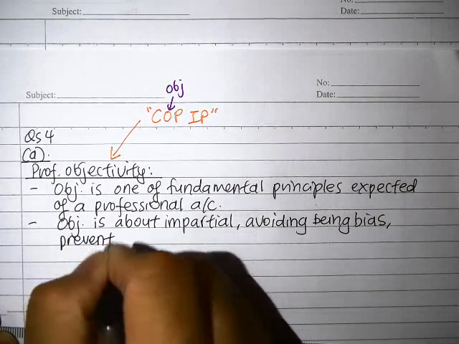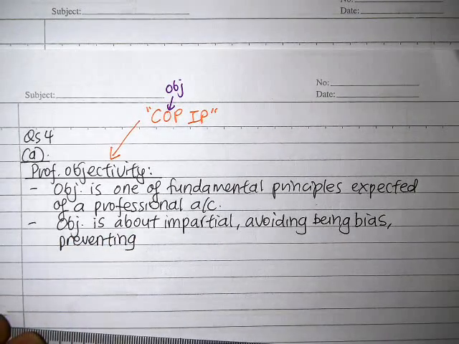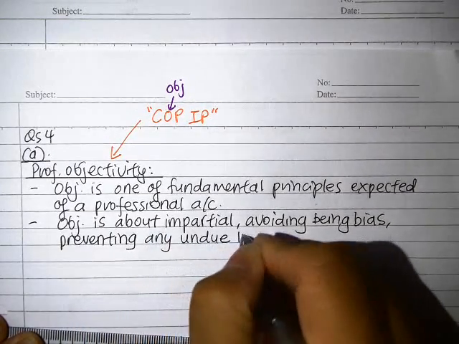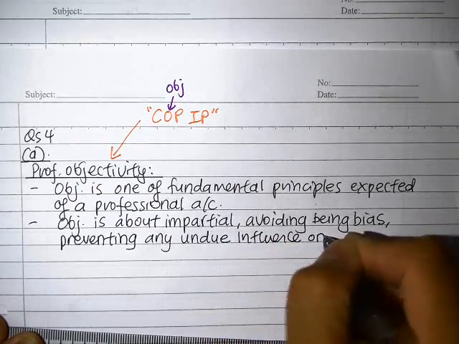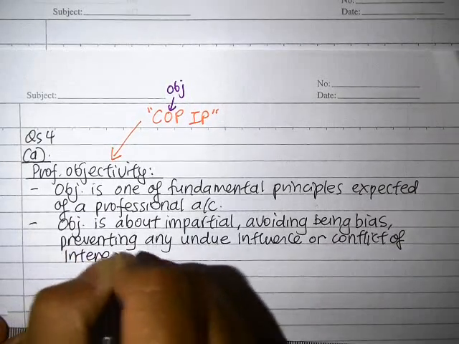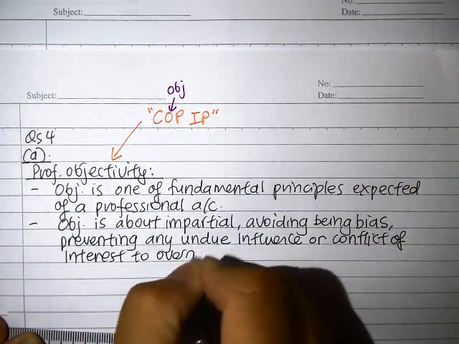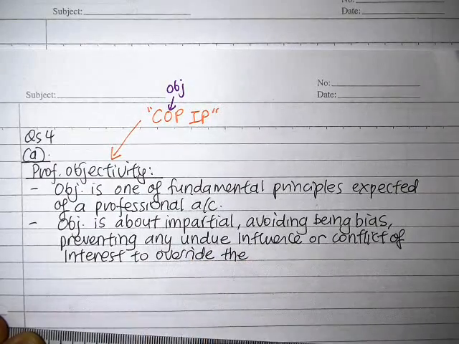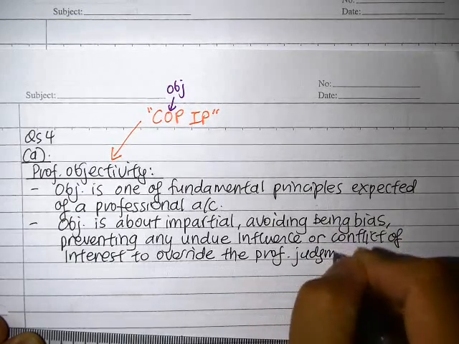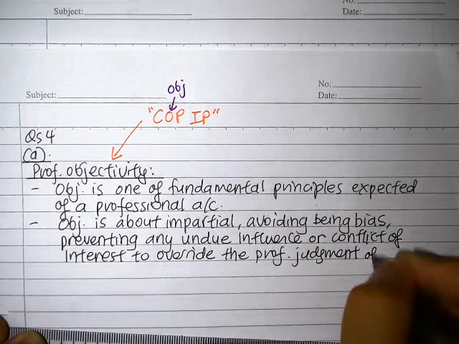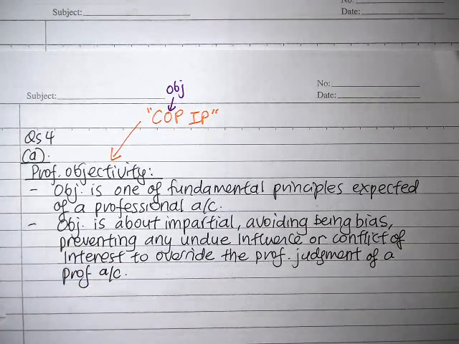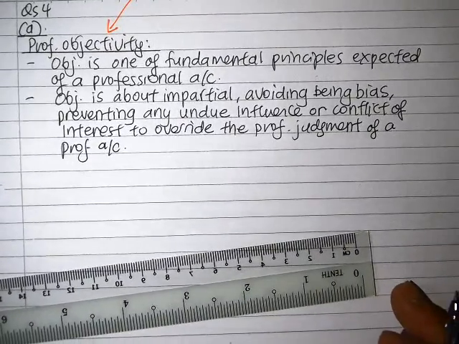Now you should probably start by addressing the issue to say that objectivity is one of the fundamental principles expected of a professional accountant. So what do you mean by objectivity then? So it's not just telling them that there's this fundamental principle. So what is objectivity?